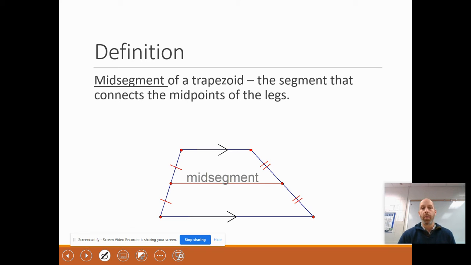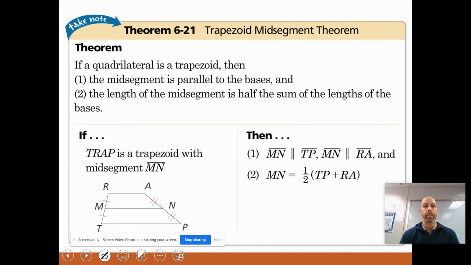All right, so let's talk about one more thing involving a trapezoid, and that's something called a mid-segment. We've already looked at mid-segments for triangles, so this is probably no surprise to you. The mid-segment of a trapezoid is simply a segment that joins the midpoints of the two legs. Now it's important that you know that the mid-segment has to do with the midpoints of the legs and not the bases.